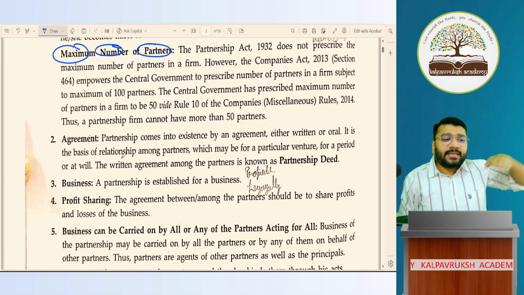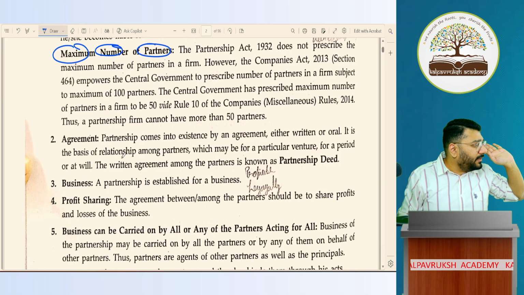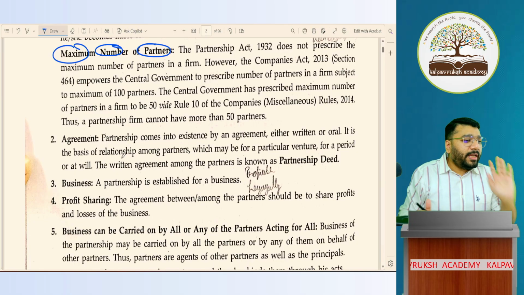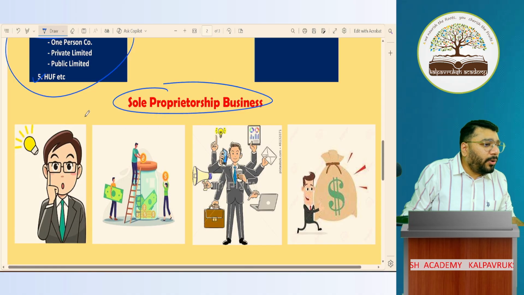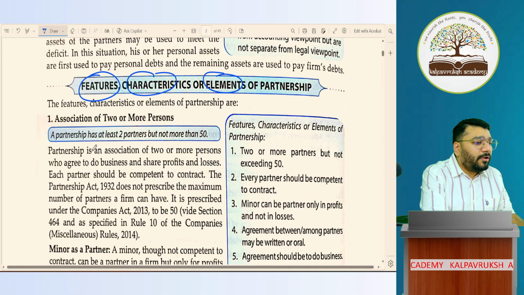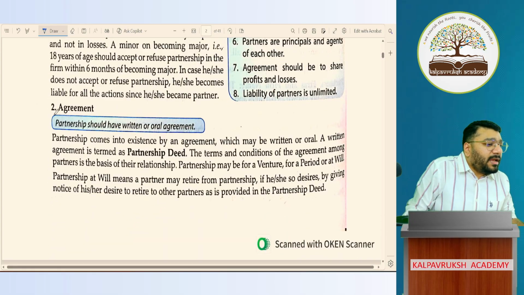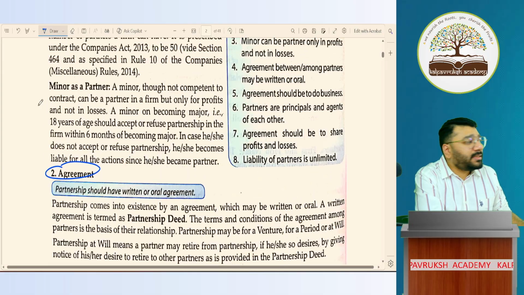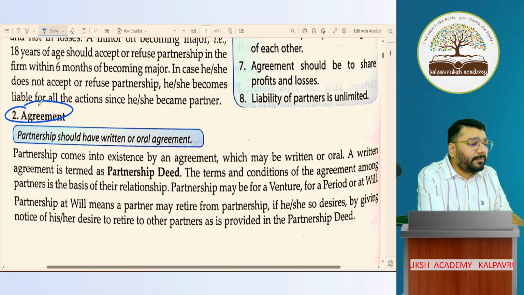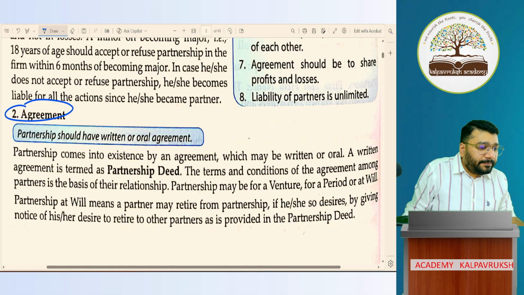Okay. Till this point we discussed in the last class. Correct? Now today, the next point. Can I refer to the next point from our new textbook? Okay. Second point, people. Up to the first point we completed last class. Now the second point talks about agreement. So listen to me very carefully.